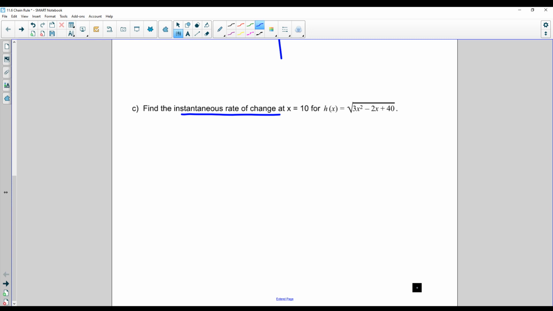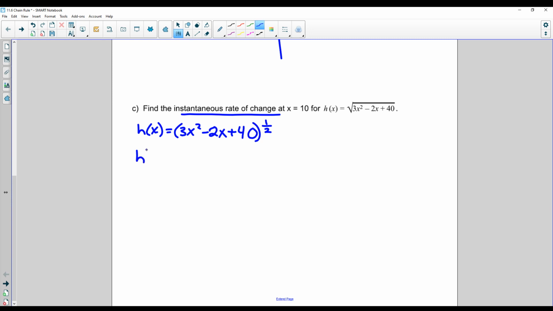Now, when you look at this, at first you're probably saying, well, wait, I don't see the chain rule here. Well, the first thing you want to do is rewrite h of x as 3x squared minus 2x plus 40 to the power of 1/2. Now you see the chain rule. Okay? So I have my quadratic plugged into a square root function. I have a function inside of a function. That's how I know it's the chain rule.